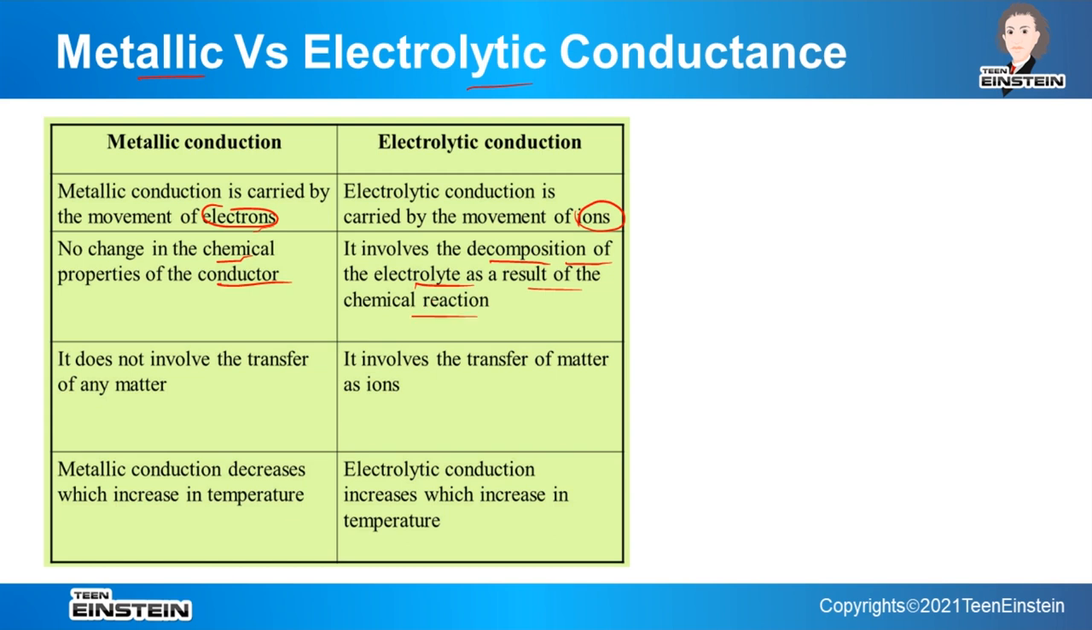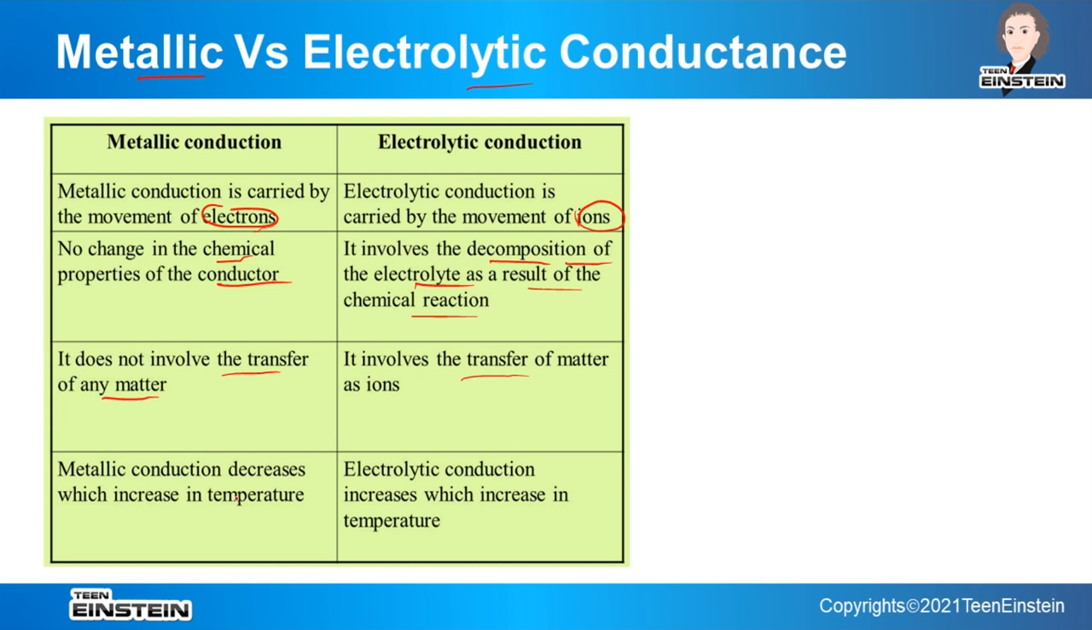So in case of electrolyte, there may be decomposition. Suppose the electrolyte is AB and after decomposition it becomes A plus and B minus. So there is some chemical reaction going on. Metallic conduction doesn't involve the transfer of any matter, but electrolytic conduction may involve transfer of matter as ions. Whenever there are ions, suppose from AB we are getting A plus or B minus, then matter may be transferred in the form of ions, but in case of metallic conduction that is not the case.